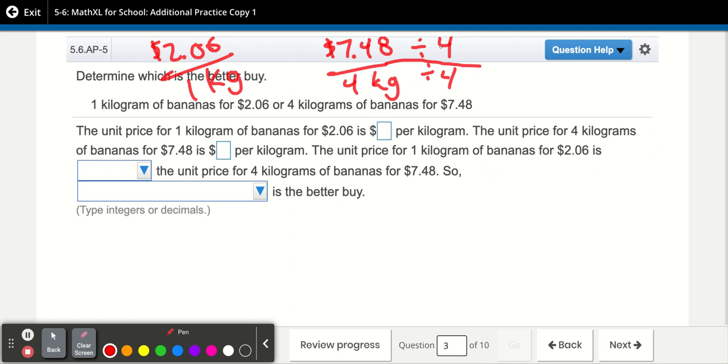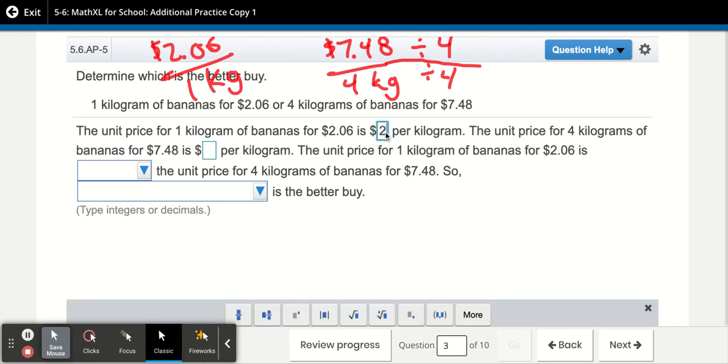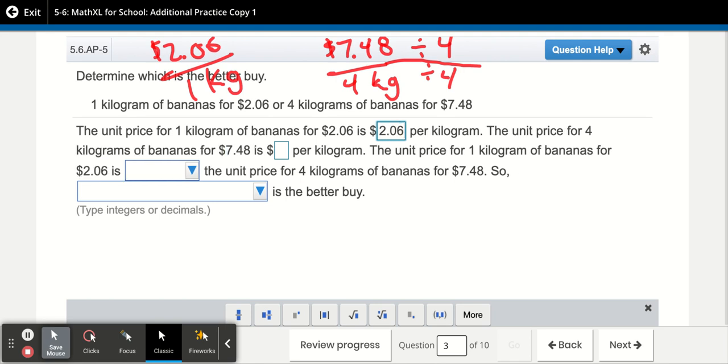The unit price of 1 kilogram of bananas is $2.06 per kilogram. We can fill in some of these blanks, because we already know some of this information. The unit price for 4 kilograms of bananas is $7.48. So the unit price per kilogram, that's what we're figuring out.